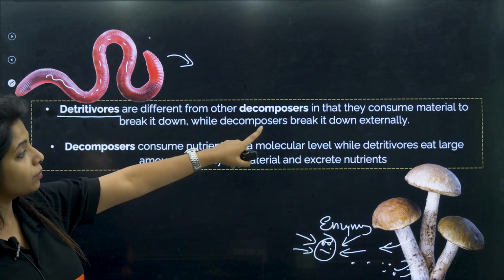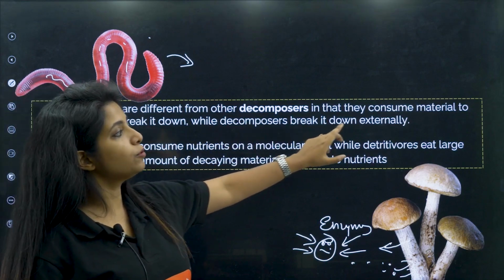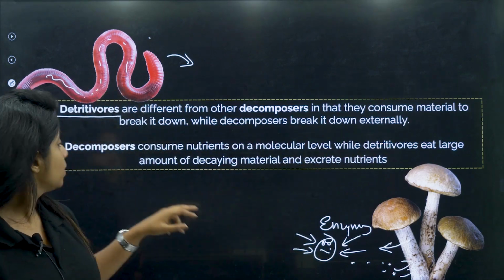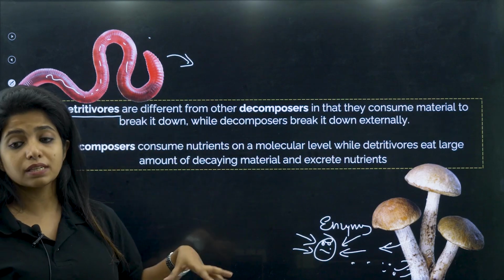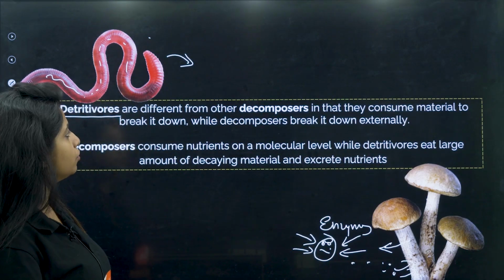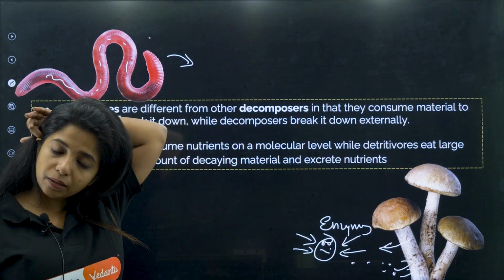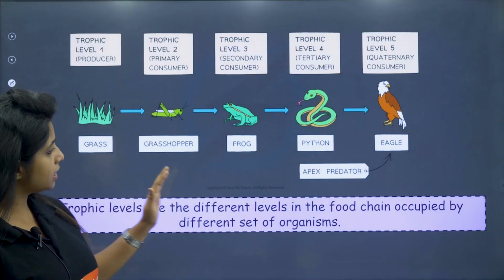So, detritivores are different from decomposers in that they consume material to break it down, while decomposers break it down externally. Also, decomposers consume nutrients on a molecular level, while detritivores are going to eat a large amount of decaying matter and excrete the nutrients. These nutrients can be taken up by the plants or whoever needs them. Fine.